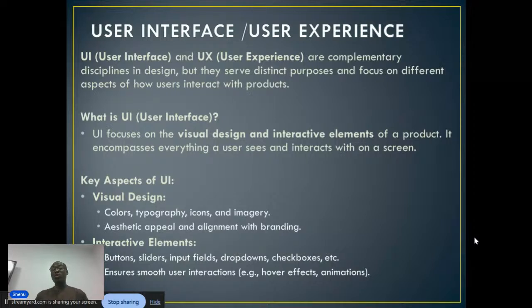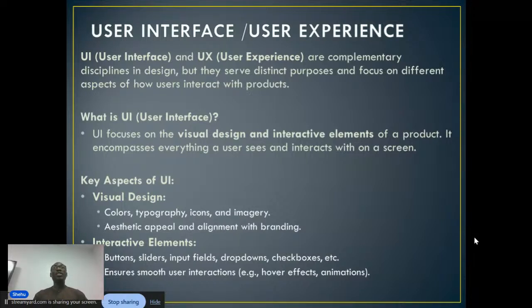So the key aspects of user interface include the visual design. Okay, where do I want to place my logo? Where do I want to place the images on my screen? The footer, the header, everything. Where do you place all these things? How do you make the designs and all that? And this visual design includes colors, typography, icons, and imagery, and then the aesthetic appeal, alignment, and branding. They are all part of the visual design.